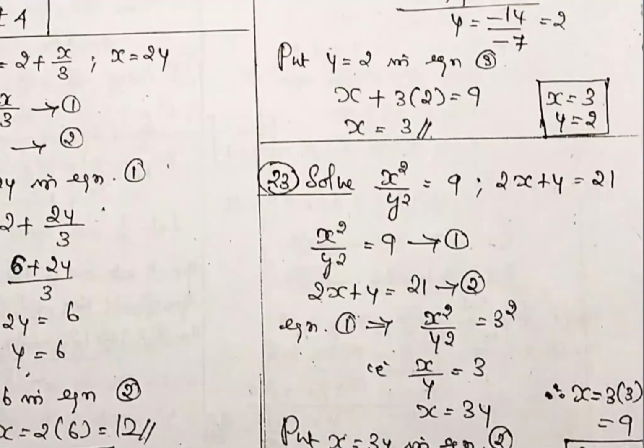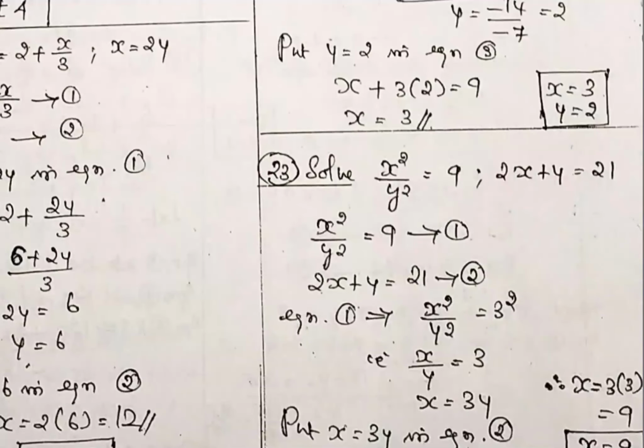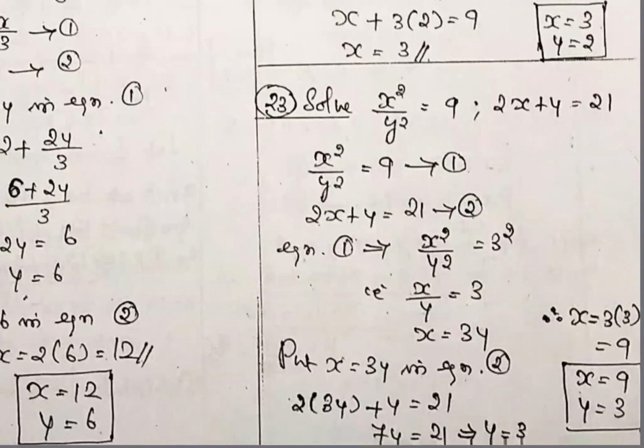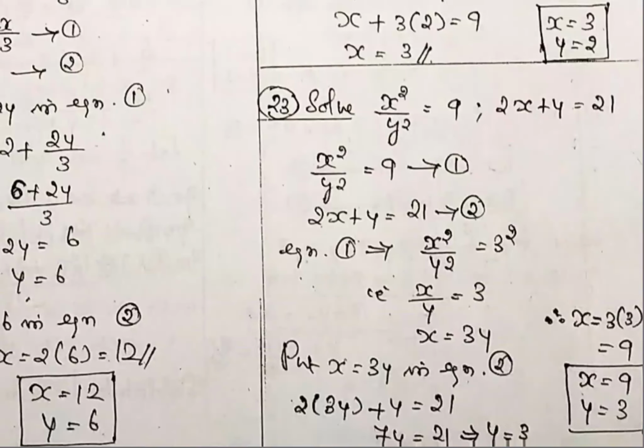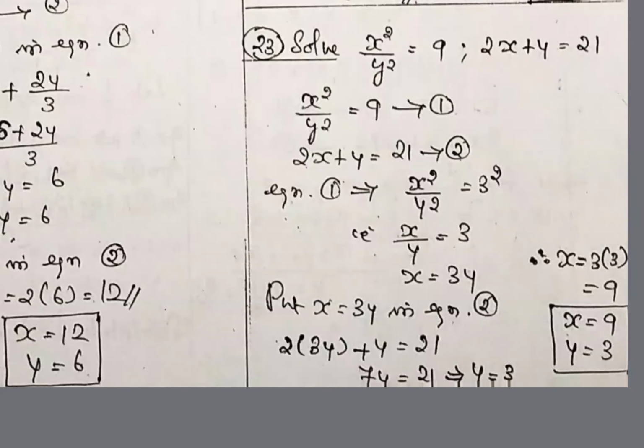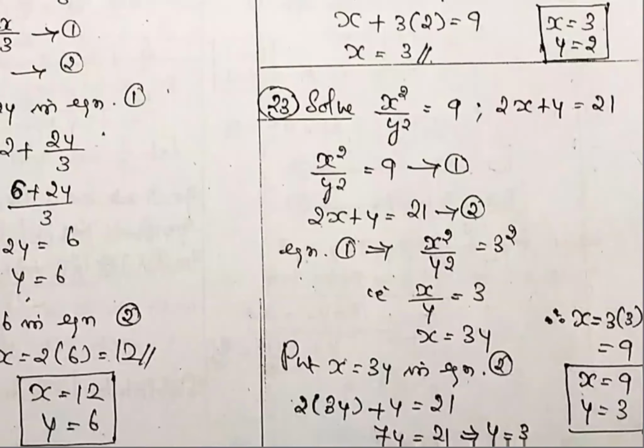Problem number 23. Solve x square divided by y square is equal to 9, 2x plus y is equal to 21. So first equation, x square divided by y square is equal to 9. Second equation, 2x plus y is equal to 21. Equation 1, take root on both sides. x square divided by y square is equal to 3 square on the right hand side. Take root means you will get x by y is equal to 3, x is equal to 3y. Substitute in the second equation. Put x is equal to 3y in equation 2. After simplification, you will get x is equal to 9.